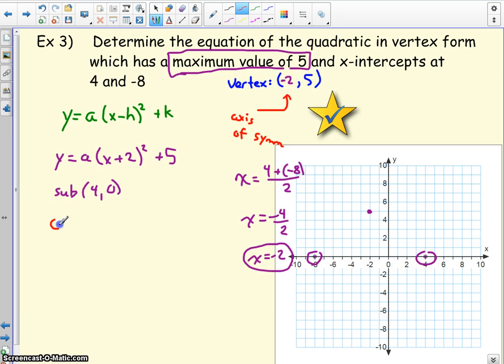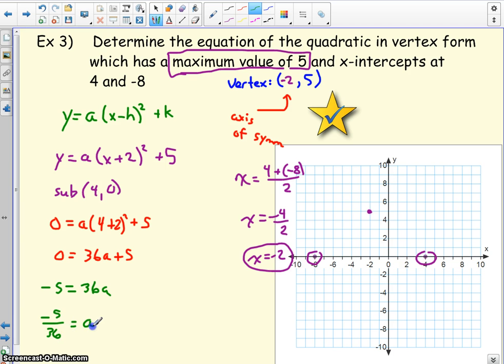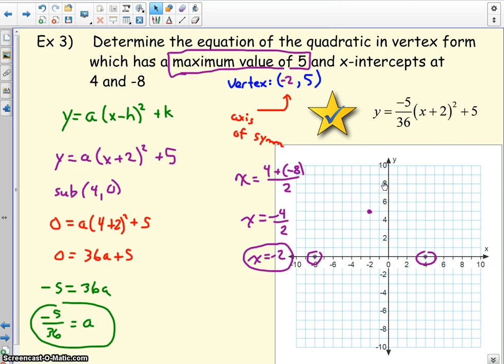So I'm going to have y be 0 and x be 4, so I get a times (4 plus 2) all squared plus 5. Simplifying here, 4 plus 2 is 6. 6 squared is 36, so I get 36a plus 5. And just some algebra here to solve. So subtract 5 from both sides of the equation, and then divide. That gives me my a value, and then I put that back into my equation, and I get my equation in vertex form.